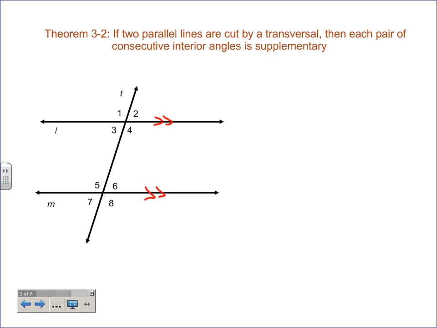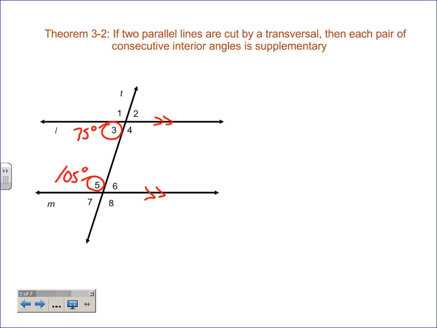Now consecutive interior. So interior angles obviously have to be 3, 4, 5, or 6, right? So which one? 3 and 5. So what if I told you this angle, that looks kind of smaller, let's make it interesting, was 75 degrees. If that was 75 degrees, then what does angle 5 need to be? 105, because supplementary means they add to 180.